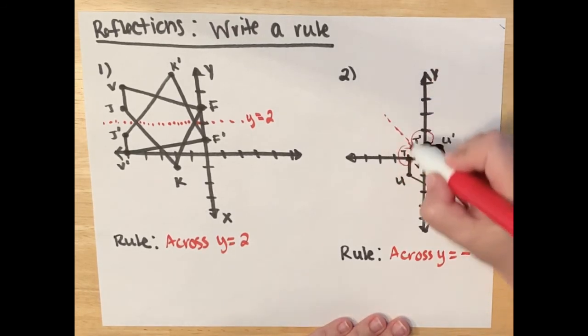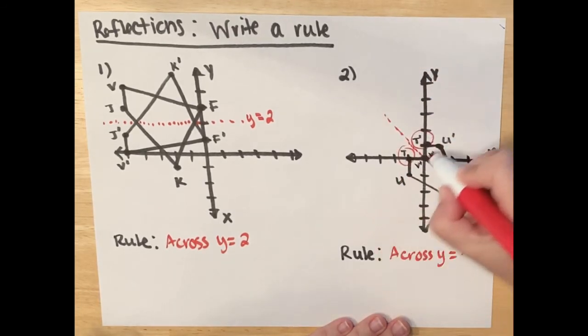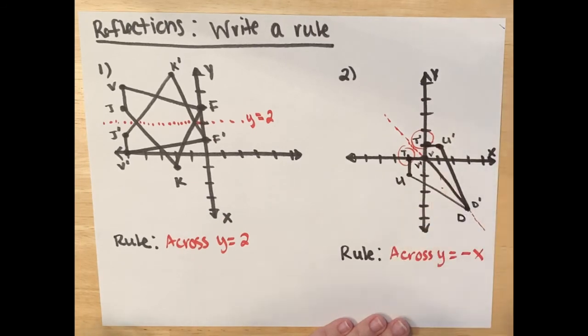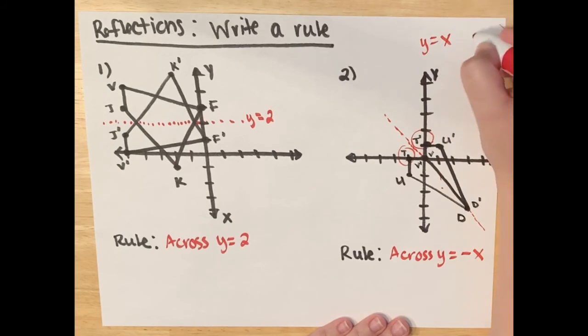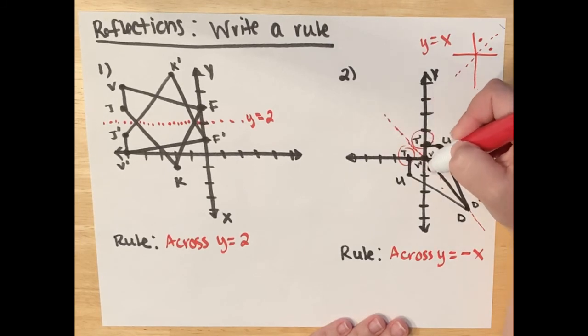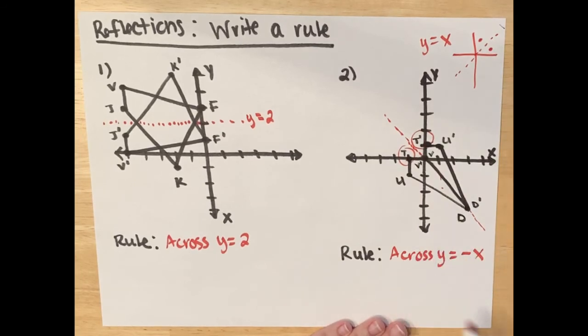If it had been going this direction, if they had reflected in this direction, the line would have been y equals x. And again, that would have looked like this. So if the points were to reflect from here to here, that's reflecting over the line y equals x. Again, imagine that you're folding the figure across that imaginary line and you should get the resulting points. So for number 2, y is equal to negative x.